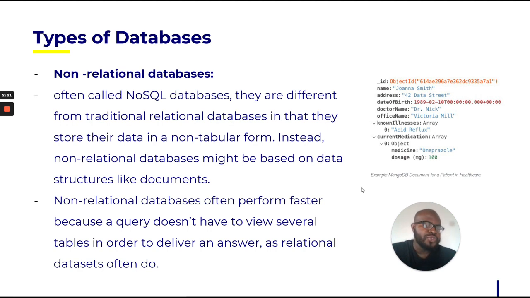And if this was to be stored in a relational database, all this would be columns, right? And we would have the values in different cells. But that is not the case for non-relational database. They are usually stored in documents like this. Now, they have advantages over relational databases. They perform faster, and that's simply because when you query the data, it doesn't really have to go across the whole table to get the information you need.